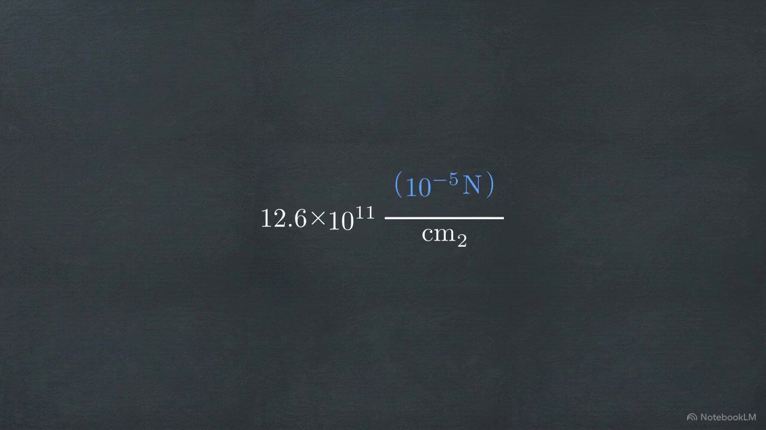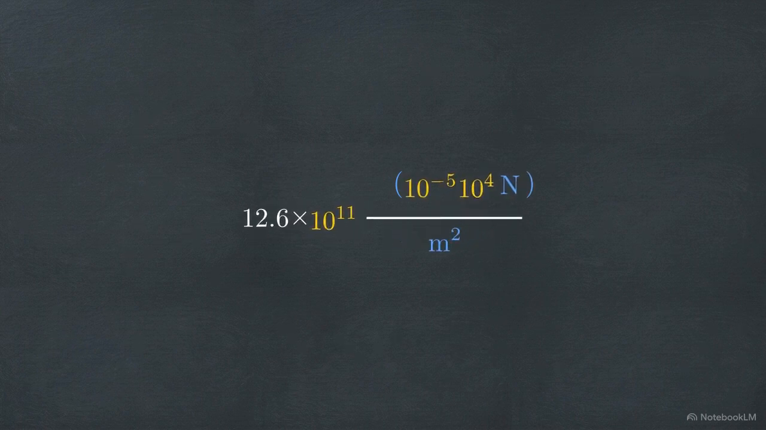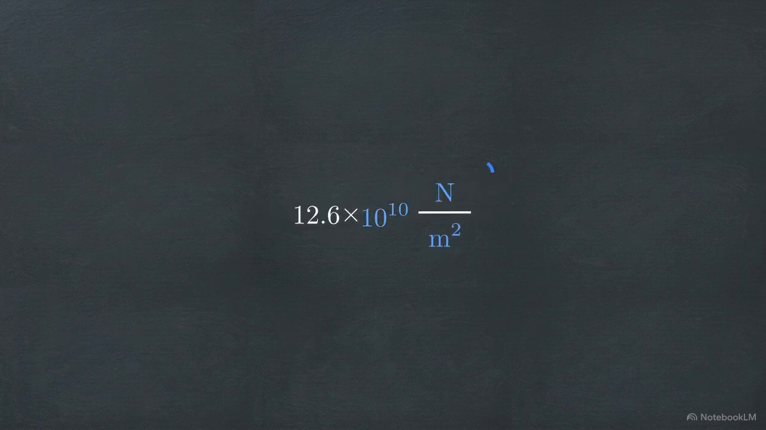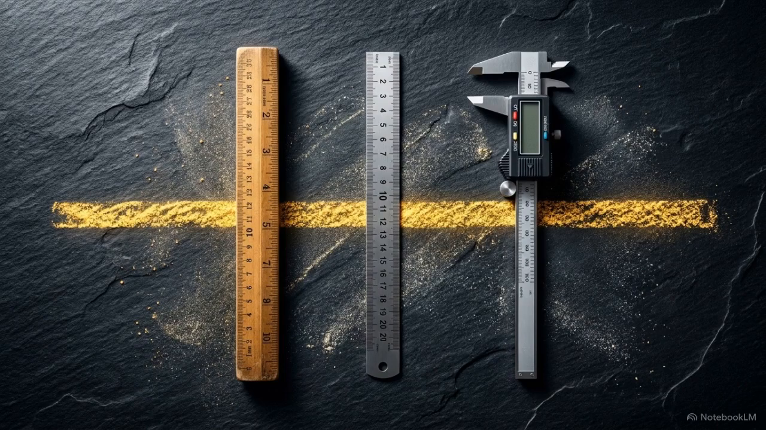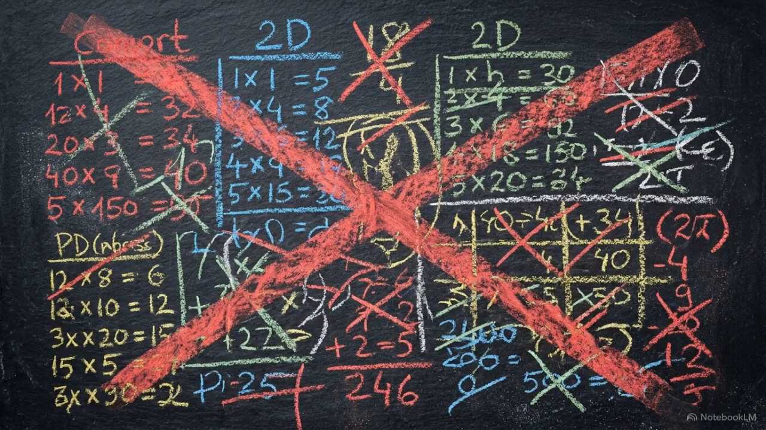Instead of memorizing conversion tables, use direct substitution. 1 dyne is 10 to the negative 5 newtons, and 1 centimeter is 10 to the negative 2 meters. By squaring the denominator and multiplying the exponents, the units resolve themselves. This proportional substitution method ensures accuracy across any measurement system. It eliminates the risk of misremembering secondary conversion factors.